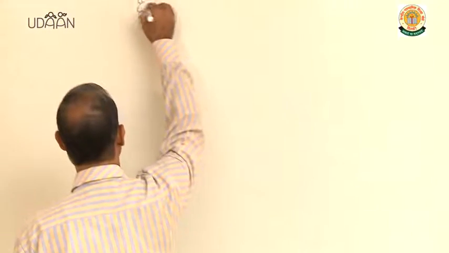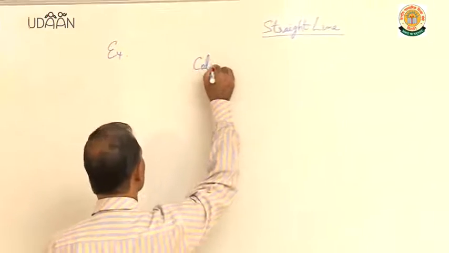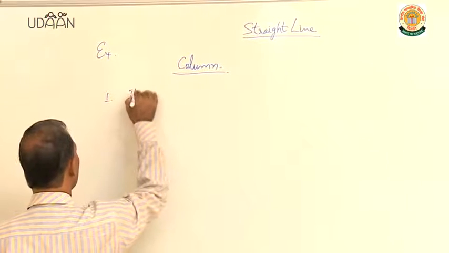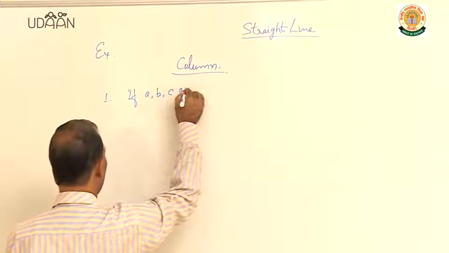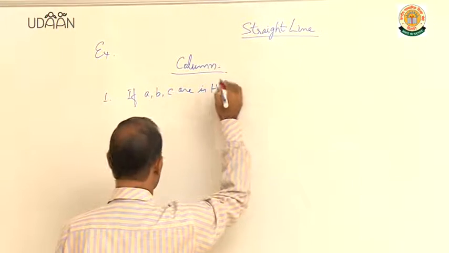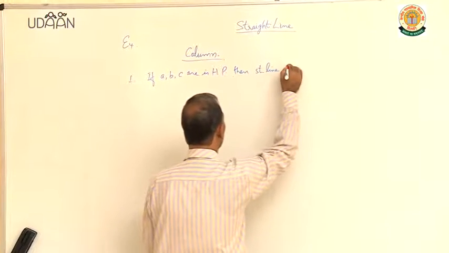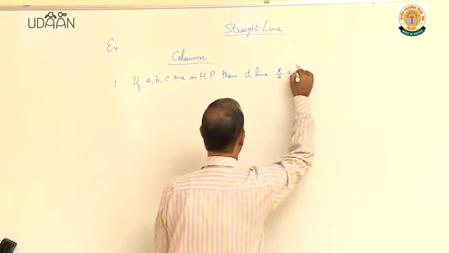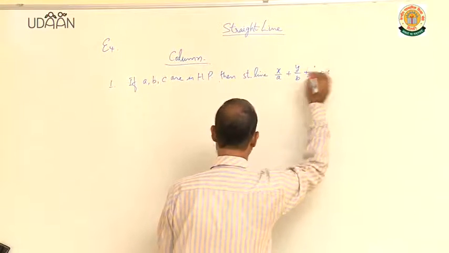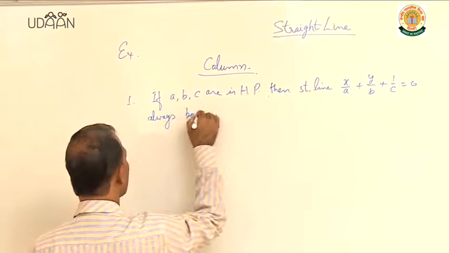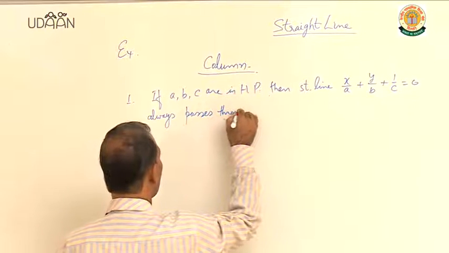Now, I am taking the next example based on column matching. Column 1, options are: first, if A, B, C are in HP, then the straight line x upon A plus y upon B plus 1 upon C is equal to 0 always passes through a fixed point.